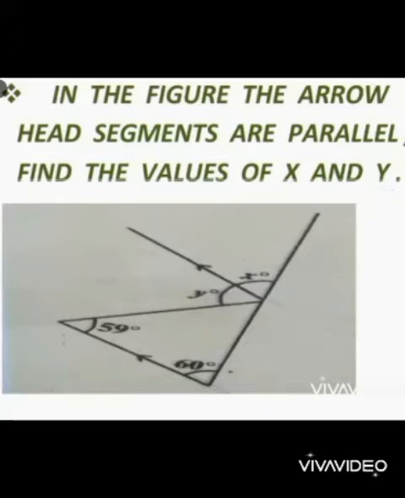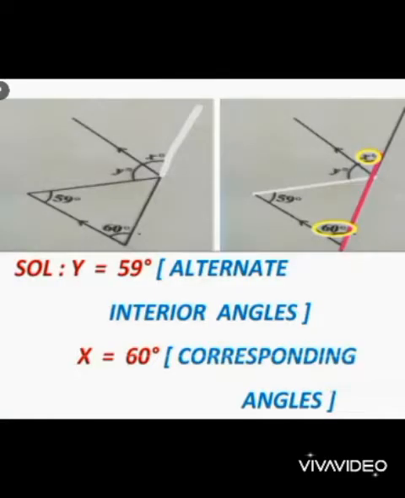Okay, what have they given in the question, children? Arrowhead segments means this line and these two lines are parallel. These two lines are parallel. And they have asked us to find out the value of x and y degrees. Okay, children, let us move to the solution. So, look at the first figure here, children. Here, first we will find out the value of y.